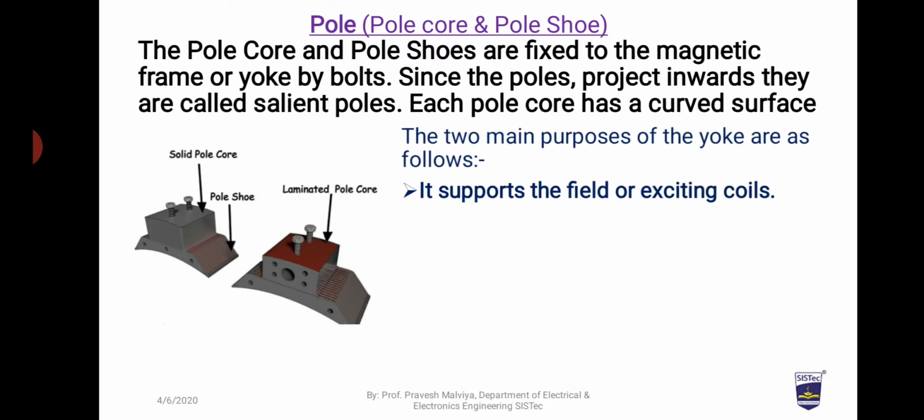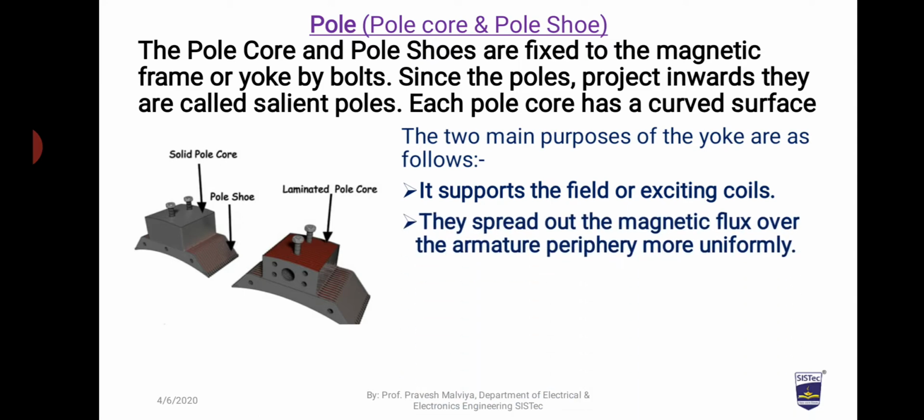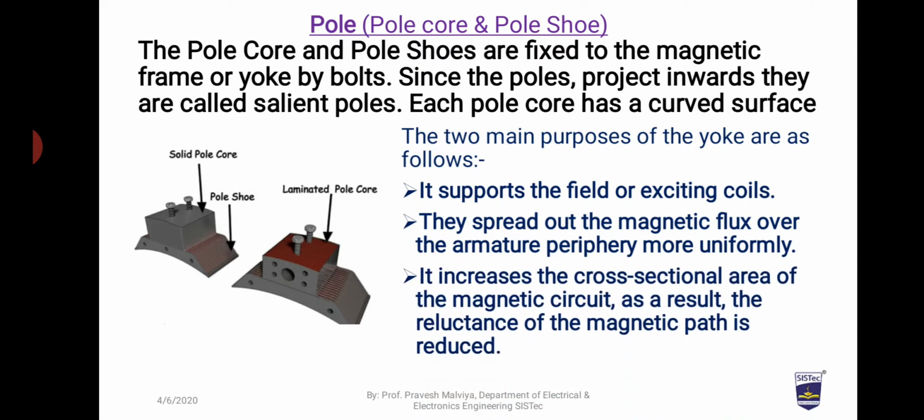As I discussed, the pole has two functions. It supports the field exciting coil. It spreads the magnetic flux over the armature periphery uniformly. That's why it is in a curved shape. And it has one more function: it increases the cross sectional area of the magnetic circuit, and as a result the reluctance of the magnetic path is reduced.